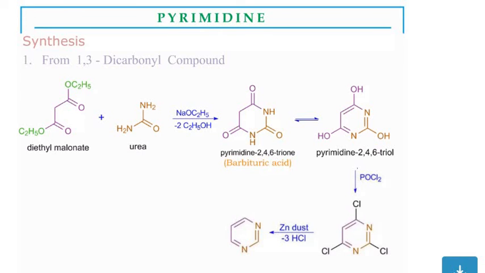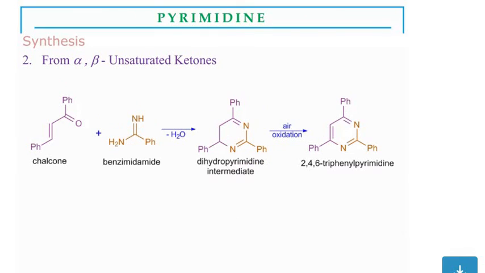This is another, urea. You have diethyl malonate. You will get pyrimidine-2,4,6-triol, which is known as barbituric acid. Pyrimidine-2,4,6-triol reacts with phosphorus oxychloride, then with zinc dust, and you will get the pyrimidine.